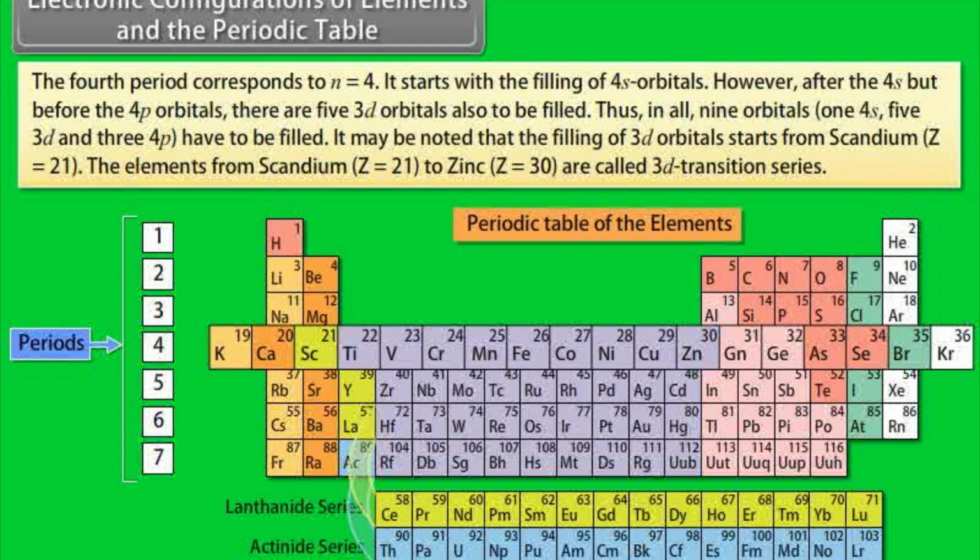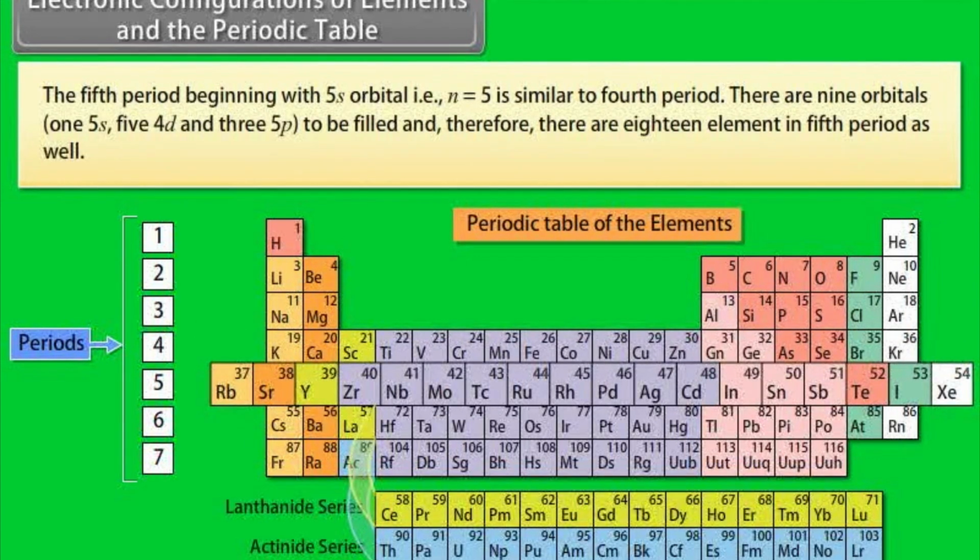3d transition series. The fifth period, beginning with the 5s orbital, that is, n equals 5, is similar to the fourth period. There are 9 orbitals, one 5s, five 4d and three 5p, to be filled, and therefore there are 18 elements in the fifth period as well.